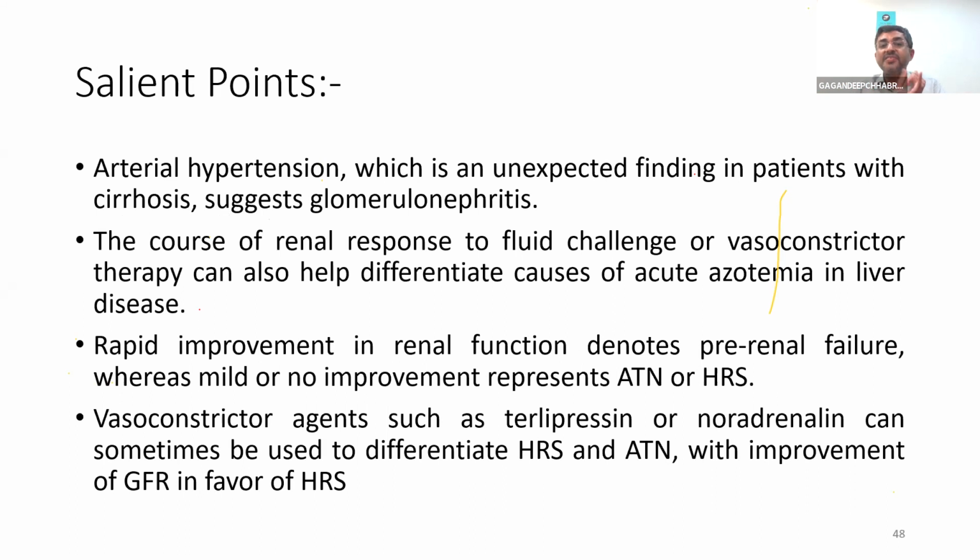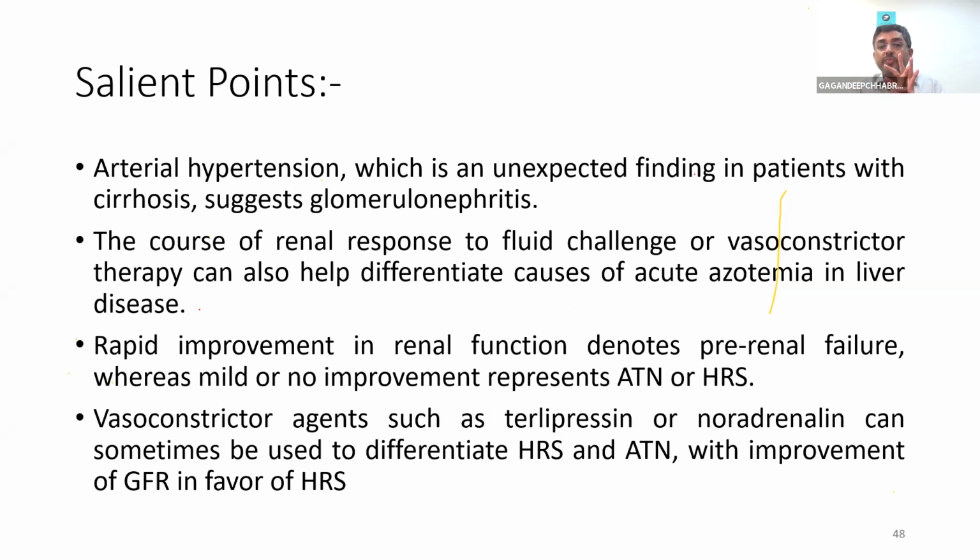Arterial hypertension is an unexpected finding in patients with cirrhosis, unless there is glomerulonephritis. So if a patient has hypertension, especially a cirrhotic patient, you should look for the cause of that. If there is also proteinuria, then you should look for a glomerular cause of the kidney disease.